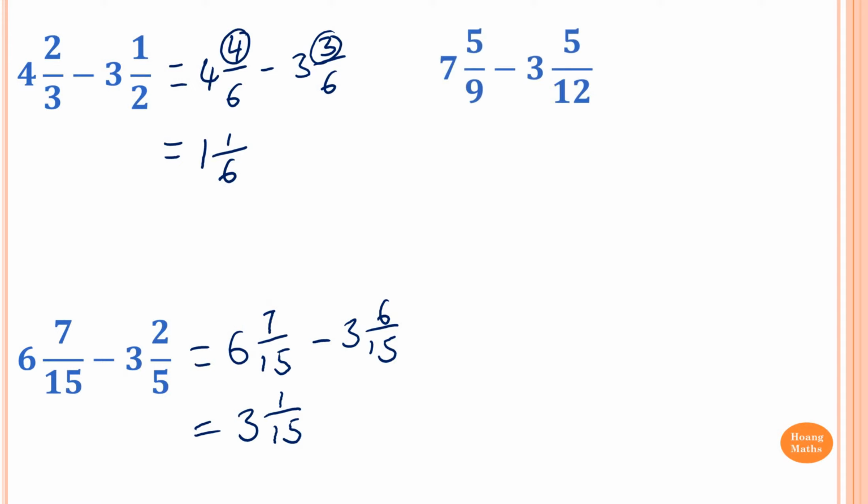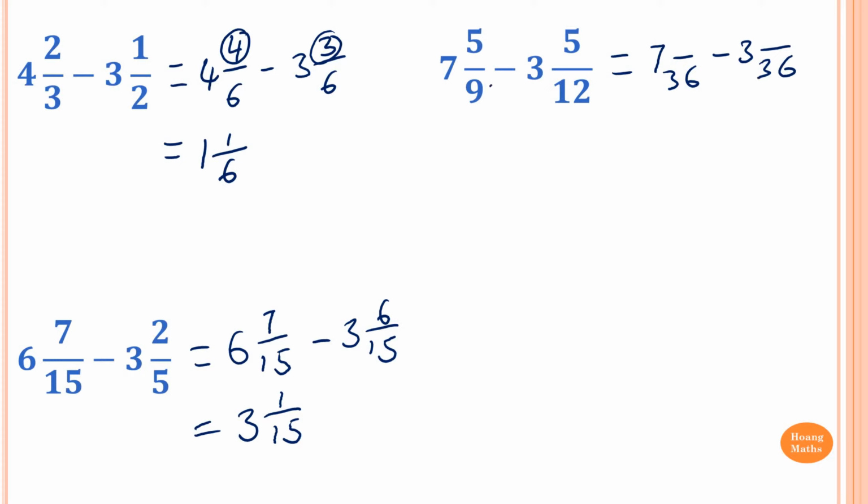7 and 5/9 minus 3 and 5/12. First of all, if you convert to improper fractions first and look for a common denominator, this is much harder. So the common denominator for this is 36. So I just write 7 down, so this is 36, minus 3, 36.